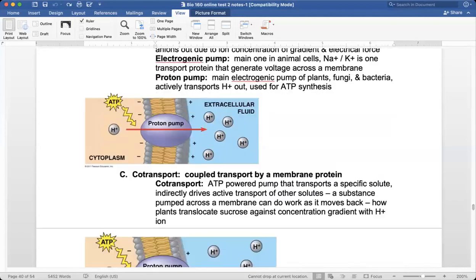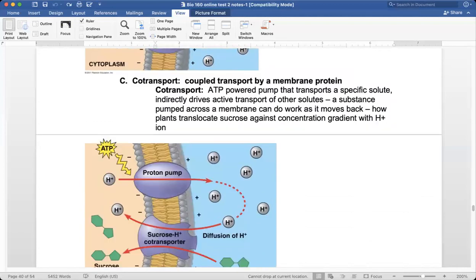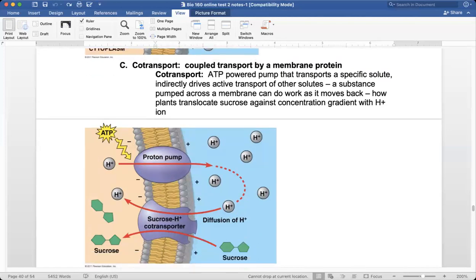So co-transport. With co-transport, you're going to have ATP that is going to pump something directly across that's going to want to come back. And so when this comes back, it's going to take sucrose with it. So it's going to co-transport the hydrogen ion and the sucrose together.